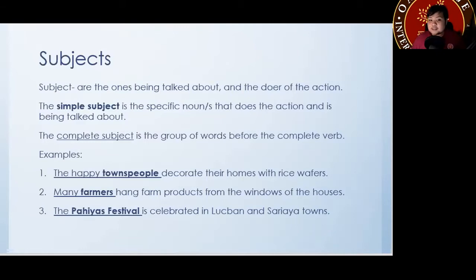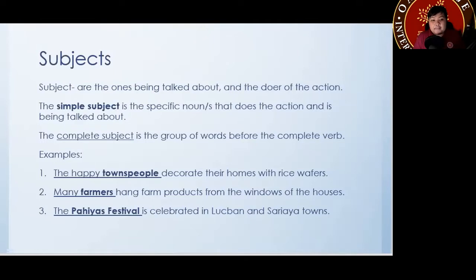When you say the complete subject, this is the group of words before the complete verb. So everything before the complete verb, that's the complete subject. But when you're talking about the specific noun that is the doer of the action or is the one being talked about, then that is going to be the simple subject. Examples. Number one, the happy townspeople decorate their homes with rice wafers. The complete subject there is the happy townspeople, but the simple subject there is the townspeople.